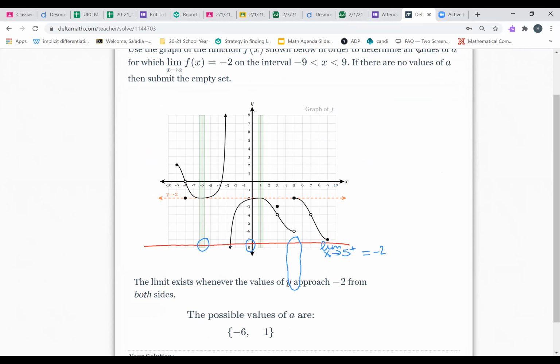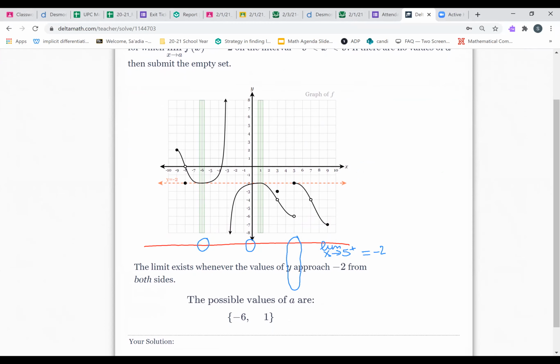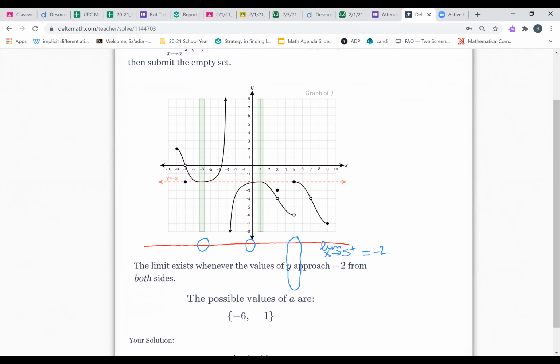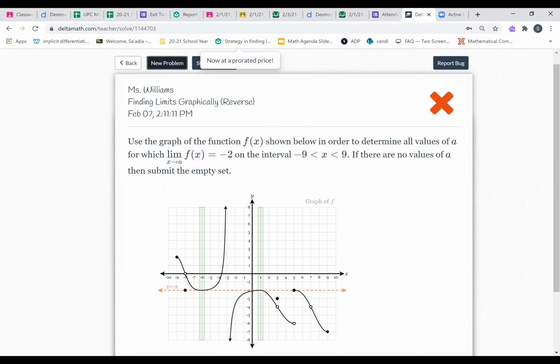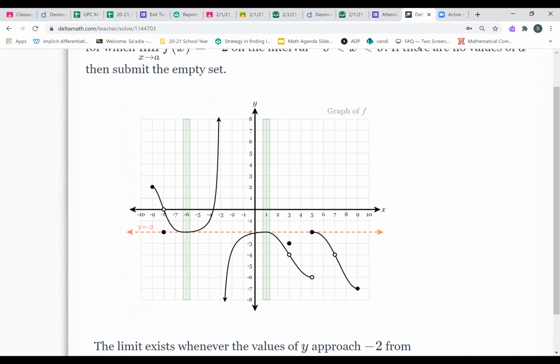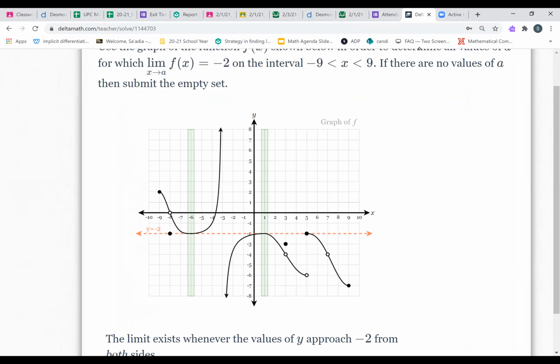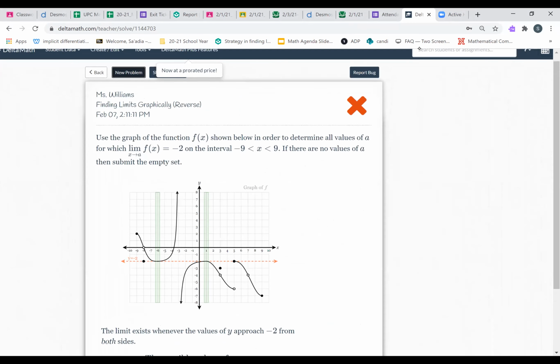Oops. Oh, it is 1, because, yeah, this sort of thing happens sometimes. Math teachers make mistakes too. It's actually 1. You have to really zoom in to see it, because 0 is a little under the -2.